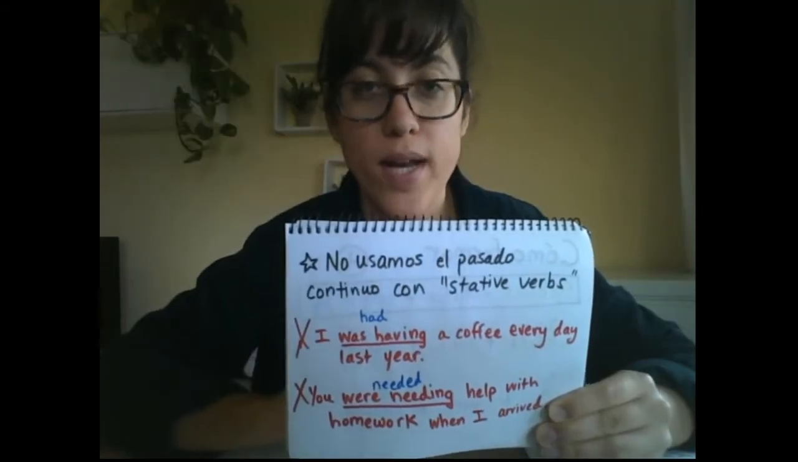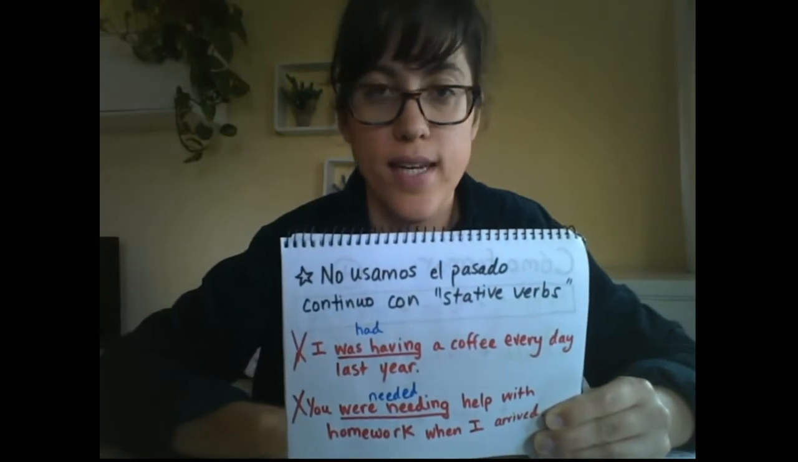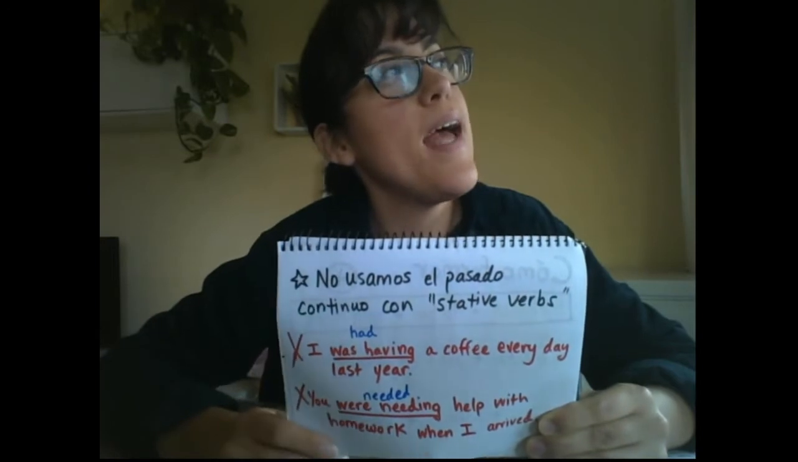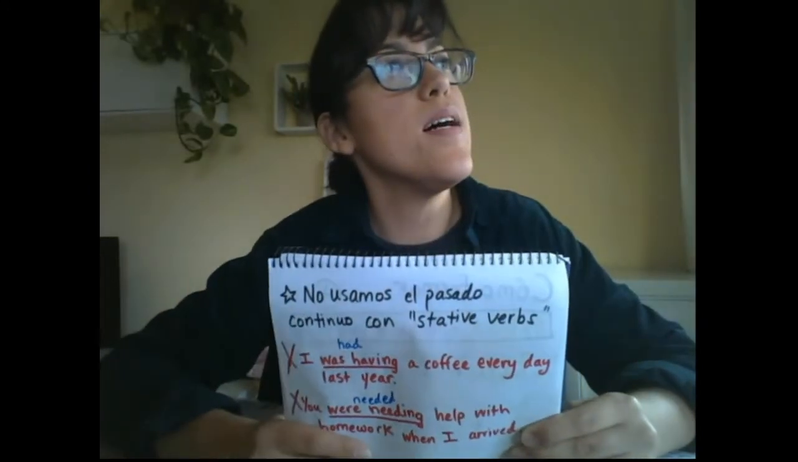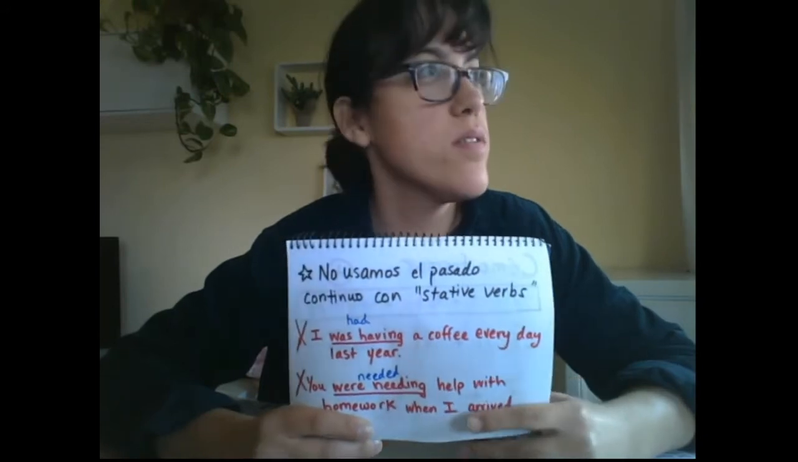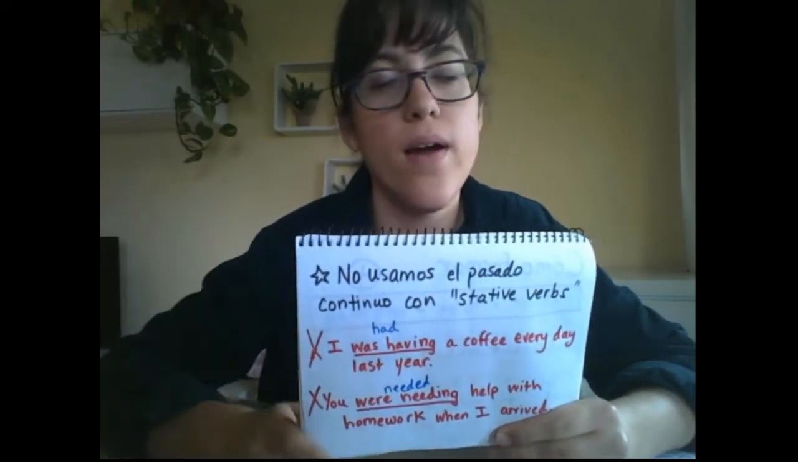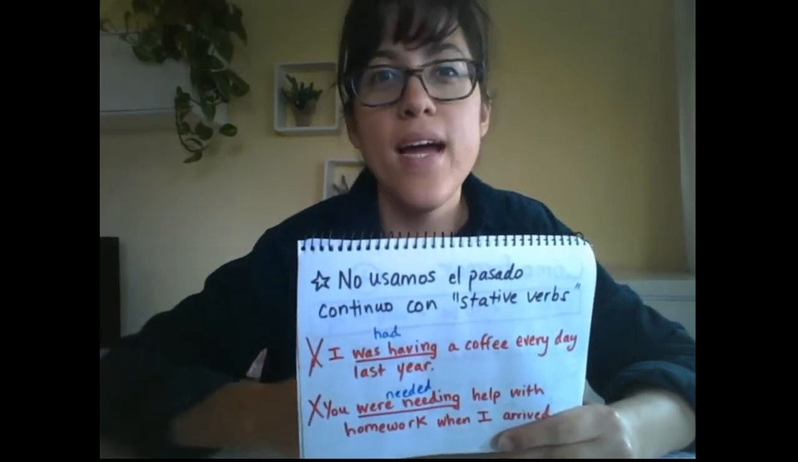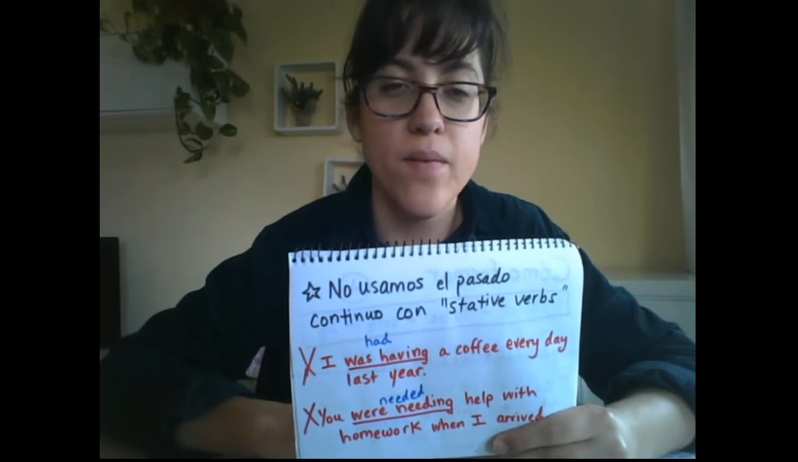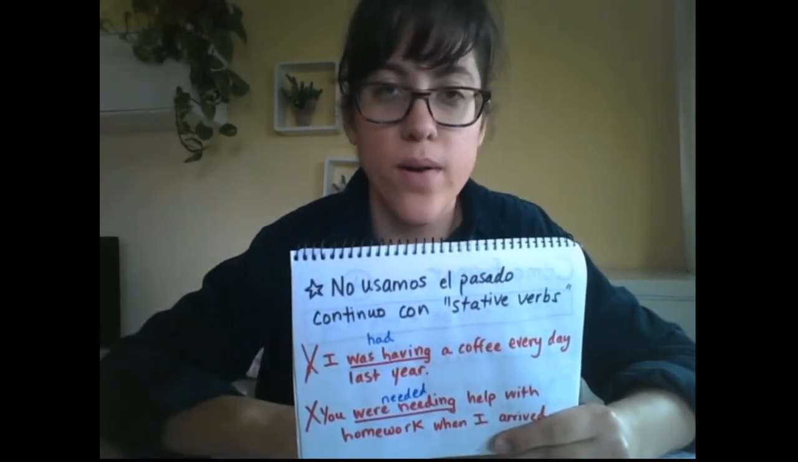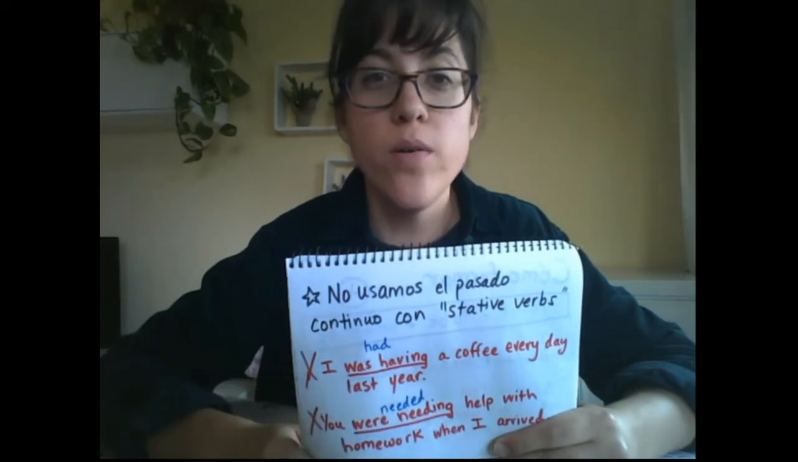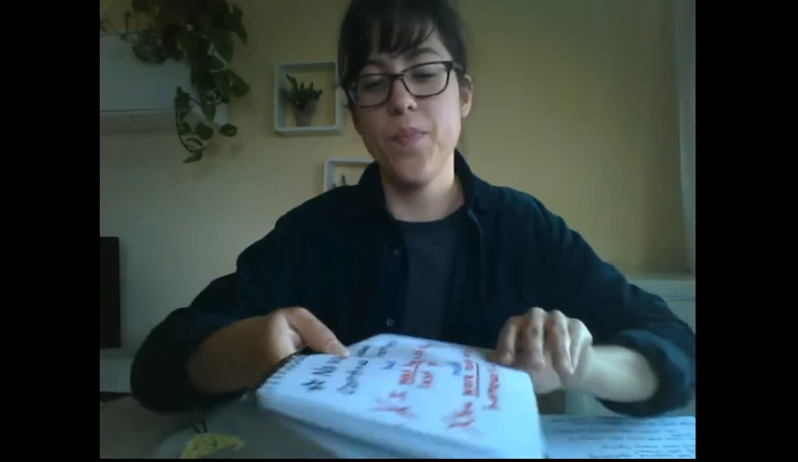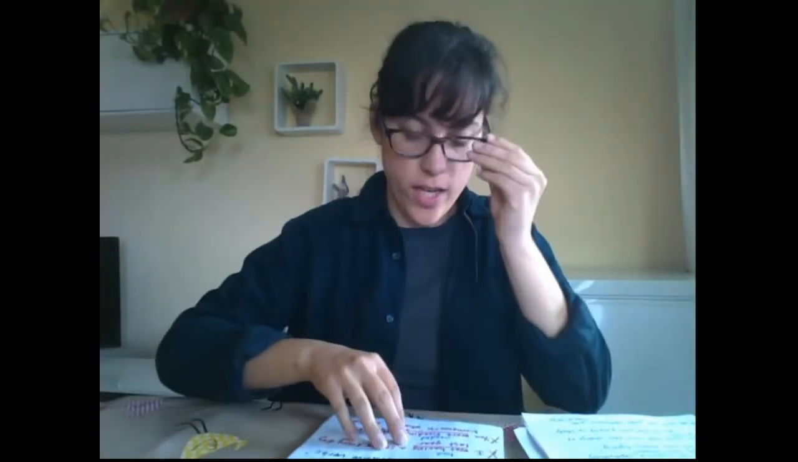Now, buenas noticias. Si no lo dices en español, no lo dices en inglés. Por ejemplo, no digo, estaba amando mi gato que tenía cuando era pequeña. No. Dices, yo amé o amaba a mi gato que tenía cuando era pequeña. And so if you don't say it in Spanish, don't say it in English. Okay? Okay.